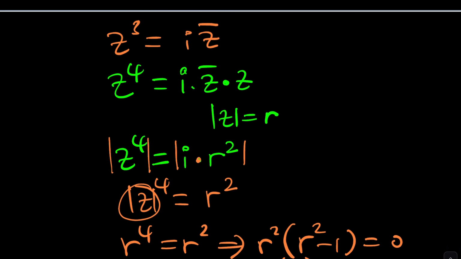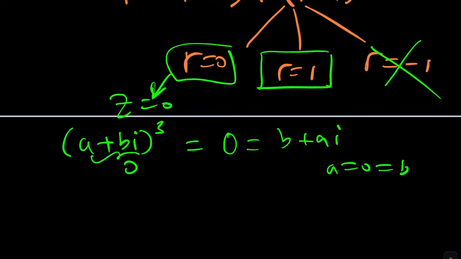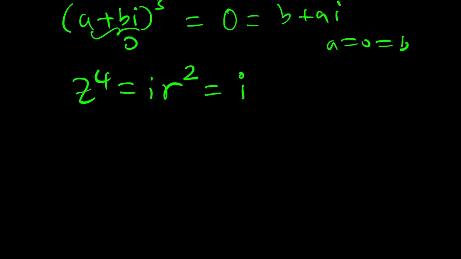And if you go back to z to the fourth equals i r squared, now we know that r is equal to 1. It's going to give you i. So we're dealing with the fourth root of i, because if z to the fourth equals i, then we're looking at the fourth root. So let's go ahead and write this in polar form.